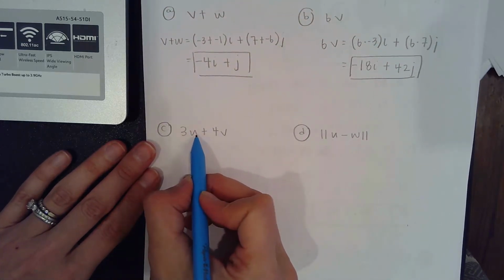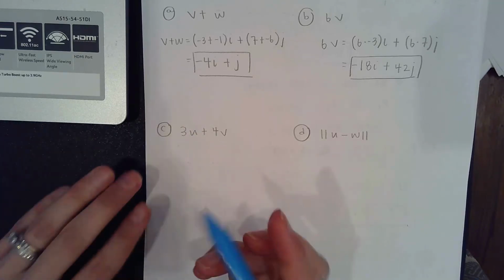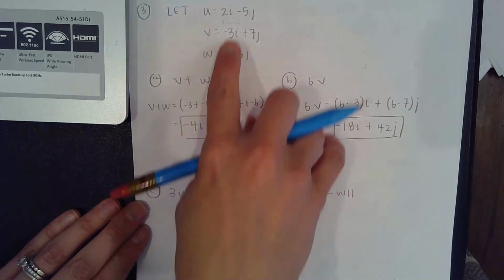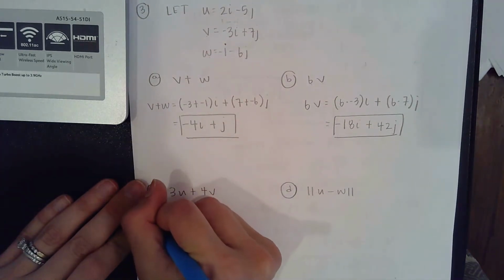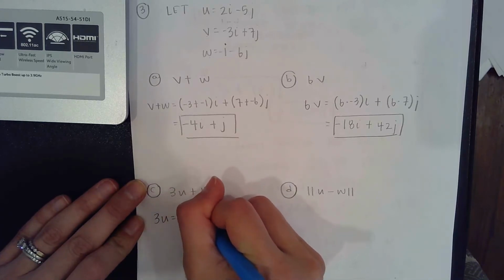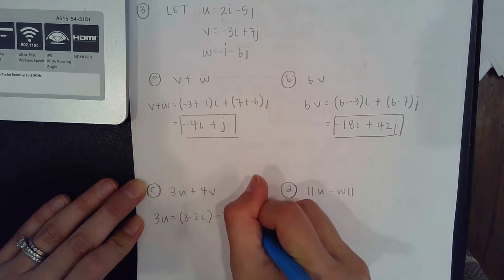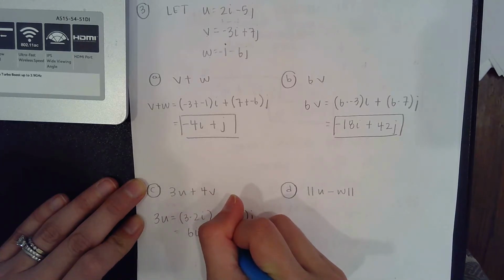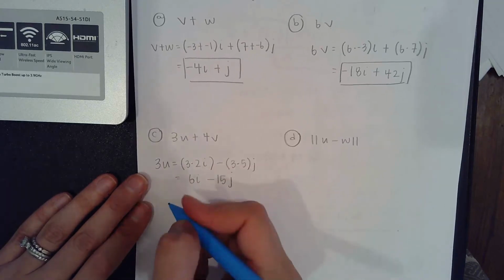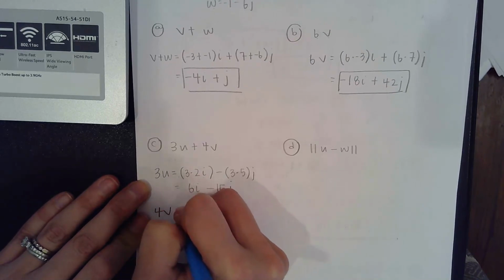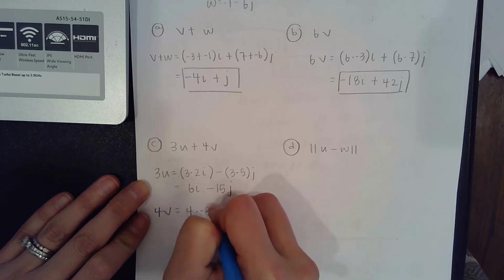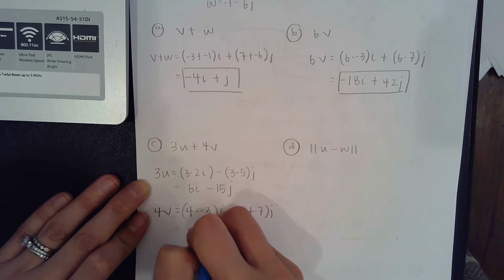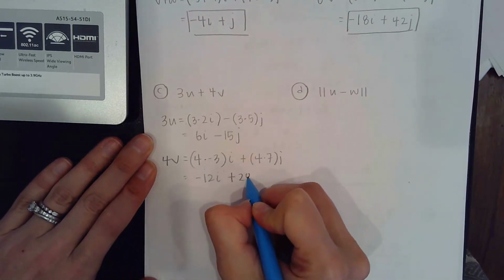Okay. Alright, so here we want to do 3u plus 4v, and so I'm going to add these two together. But the first thing I need to do is do 3 times u and 4 times v. Okay, so 3u is going to be 3 times 2i minus 3 times 5j. So this will be 6i minus 15j. I apologize. So 4v, so I'm going to say 4 times negative 3i plus 4 times 7j. So that'll be negative 12i plus 28j.